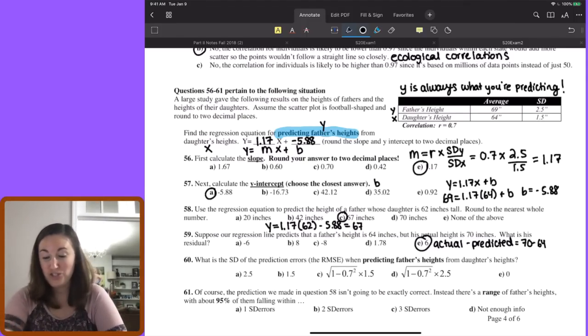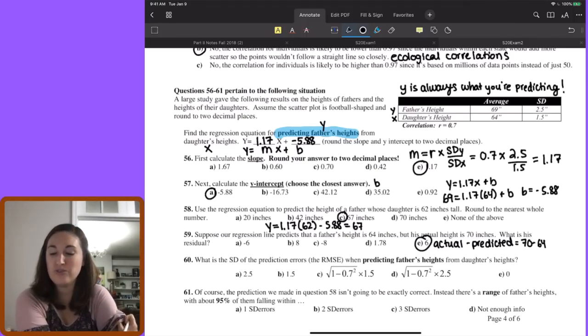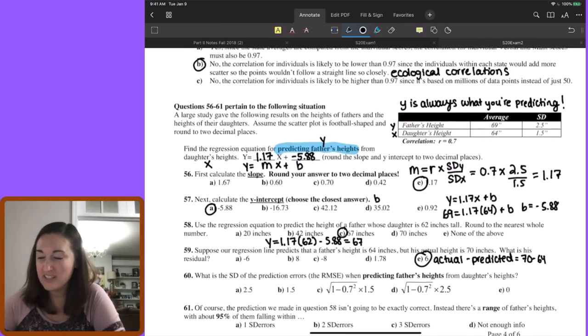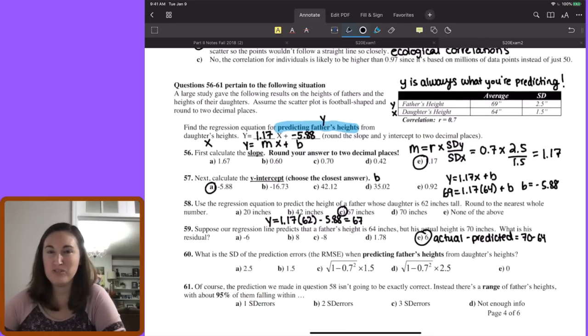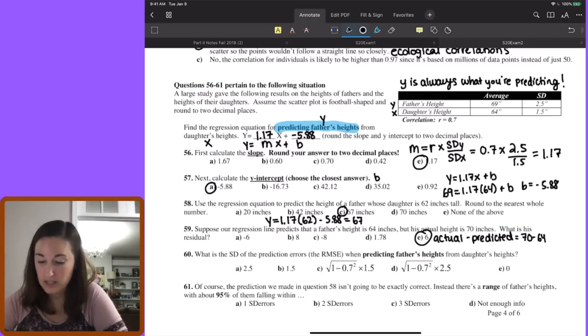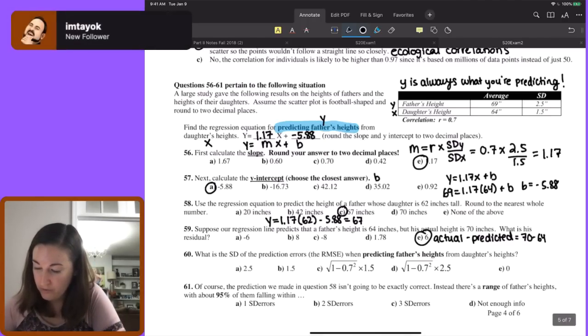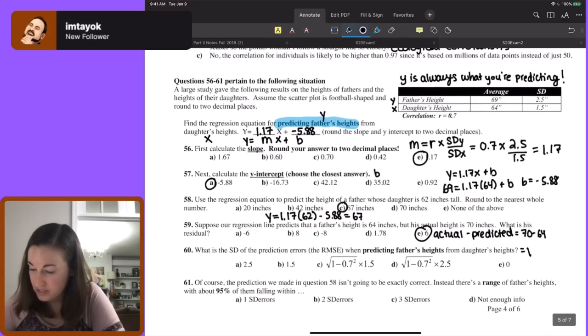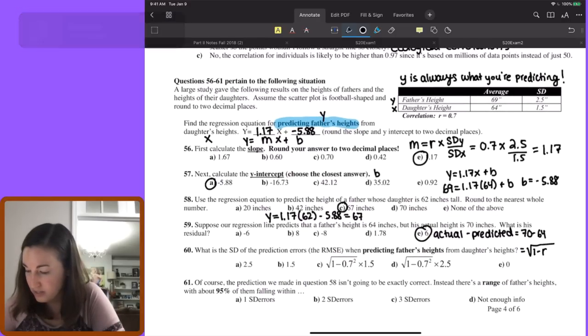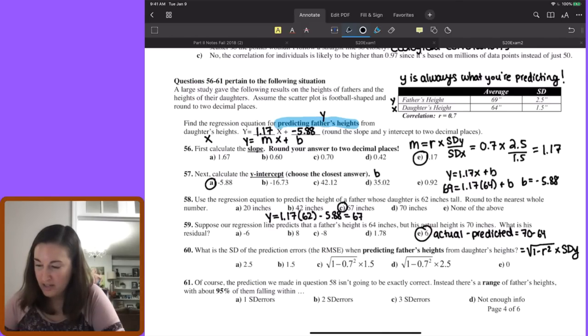What is the SD of the prediction errors? So the SD of the prediction errors, or the RMSE, is basically, if I wanted to describe what that is, it's telling me on average how far are the points from the line. If the RMSE is big, the points are really far away from the line. If the RMSE is really small, the points are close to the line. So I'm still predicting father's height. So the formula for RMSE is the square root of 1 minus r squared times the SD of y. So the SD of y in this case is 2.5, so it should be D.